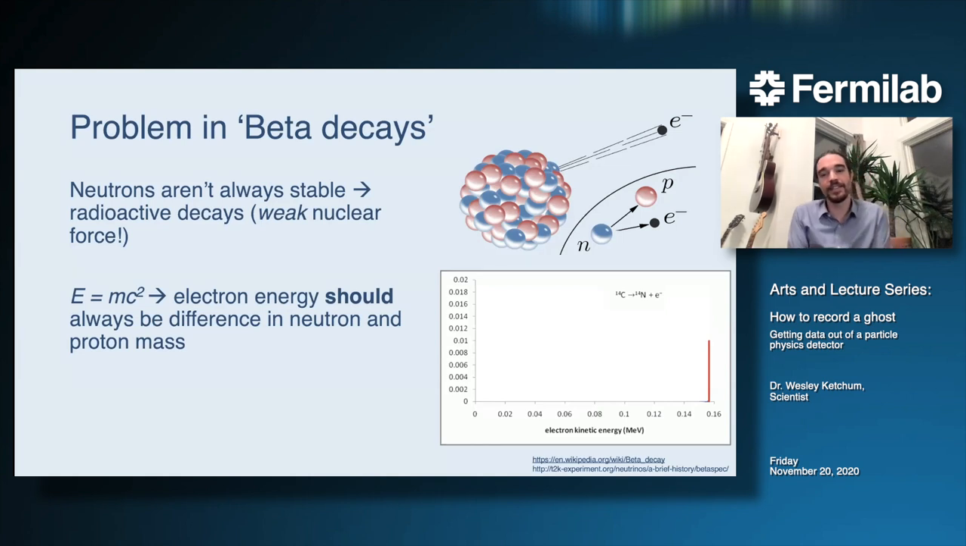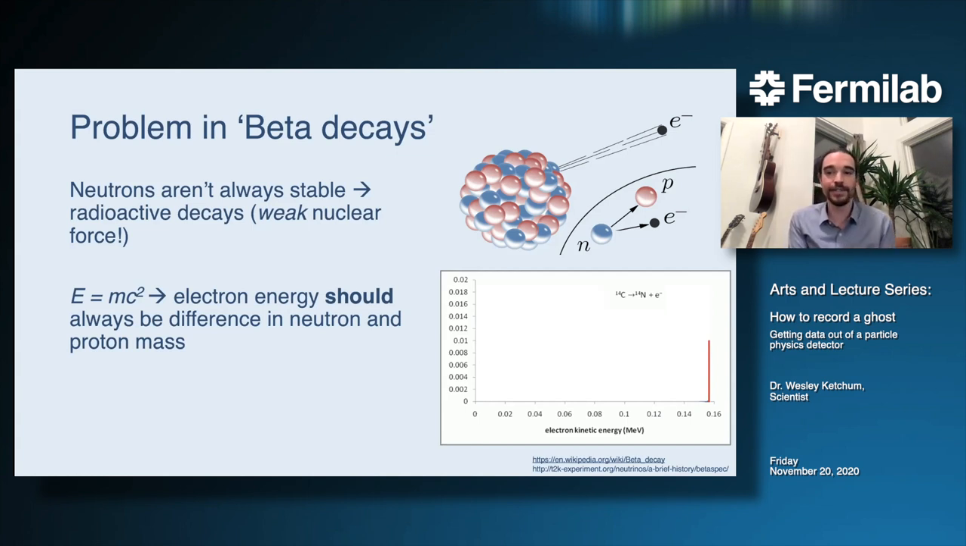There were problems in looking at the very early physics of radioactive decays, and particularly things called beta decays. Scientists at the time noticed that neutrons within the atom didn't always seem to be stable, and that these radioactive decays happened, later understood to be described by the weak nuclear force. What would happen is that a neutron within part of the atom would seemingly decay and change into a proton and emit an electron.